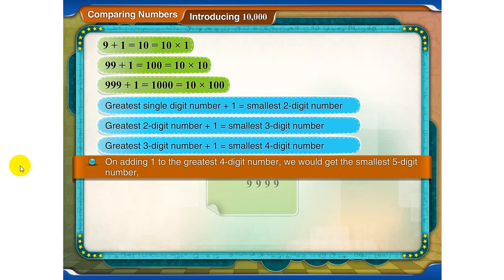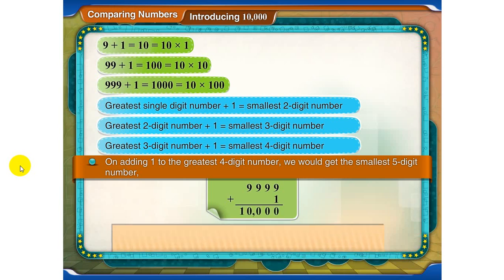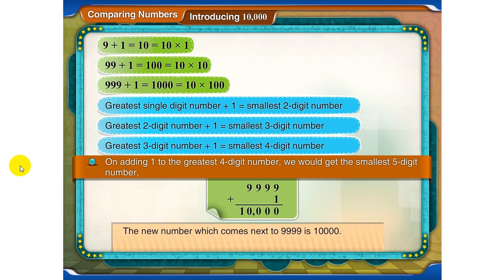that is, 9,999 plus 1, which is equal to 10,000. The new number which comes next to 9,999 is 10,000. It is called 10,000. Further, 10,000 is equal to 10 into 1,000.